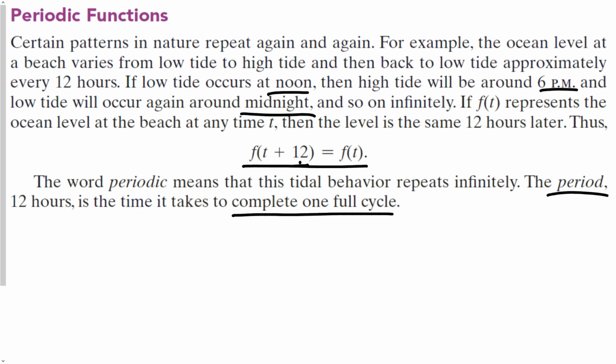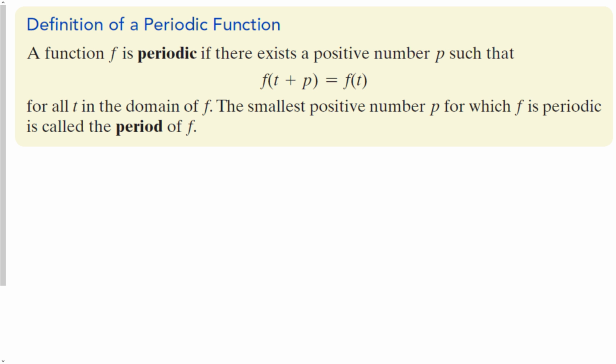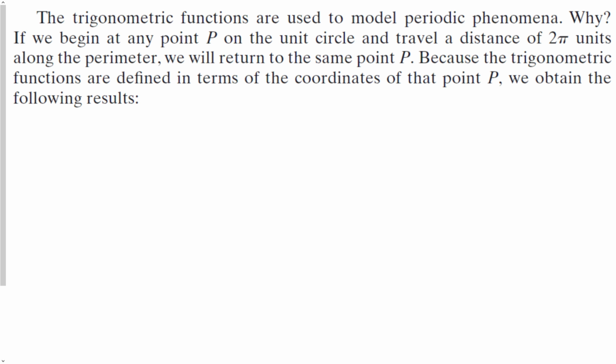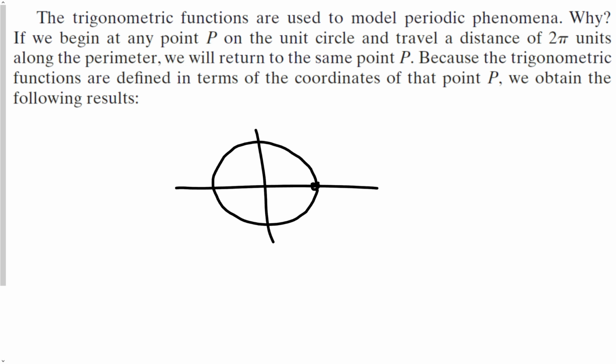Period is how long it takes to complete one full cycle, okay? So a function is periodic if there exists a positive number that you could add to your function to make it go back to where you started. And if you think about trigonometric functions, are they periodic? Well, if you start here on the unit circle and you spin around, are you back to where you started? Yes. Okay.